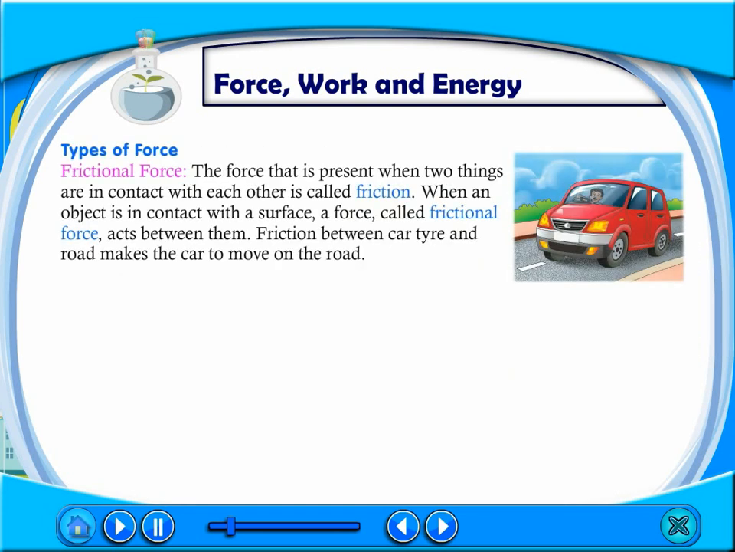Types of force. Frictional force. The force that is present when two things are in contact with each other is called friction. When an object is in contact with the surface, a force called frictional force acts between them. Friction between car tire and road makes the car to move on the road.